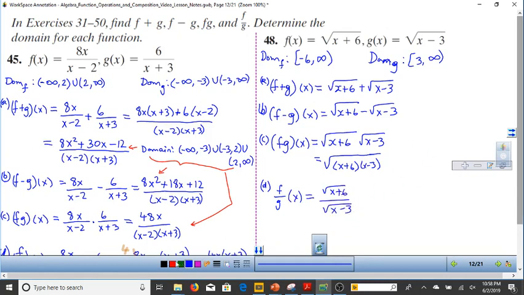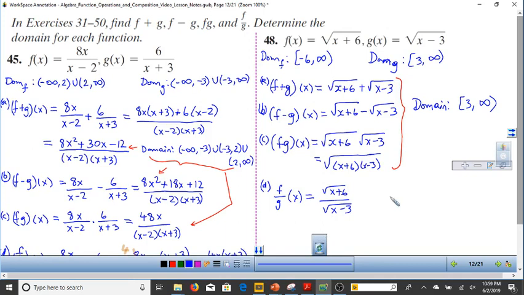Now, for these first three, the domain is where the two regions overlap. And you can see that the regions start overlapping after 3, because if you look at this region here, it goes from negative 6 to the right, but this one starts at 3 and goes to the right. So the domain for those first three is just from 3 to the right. That's where the two regions overlap.